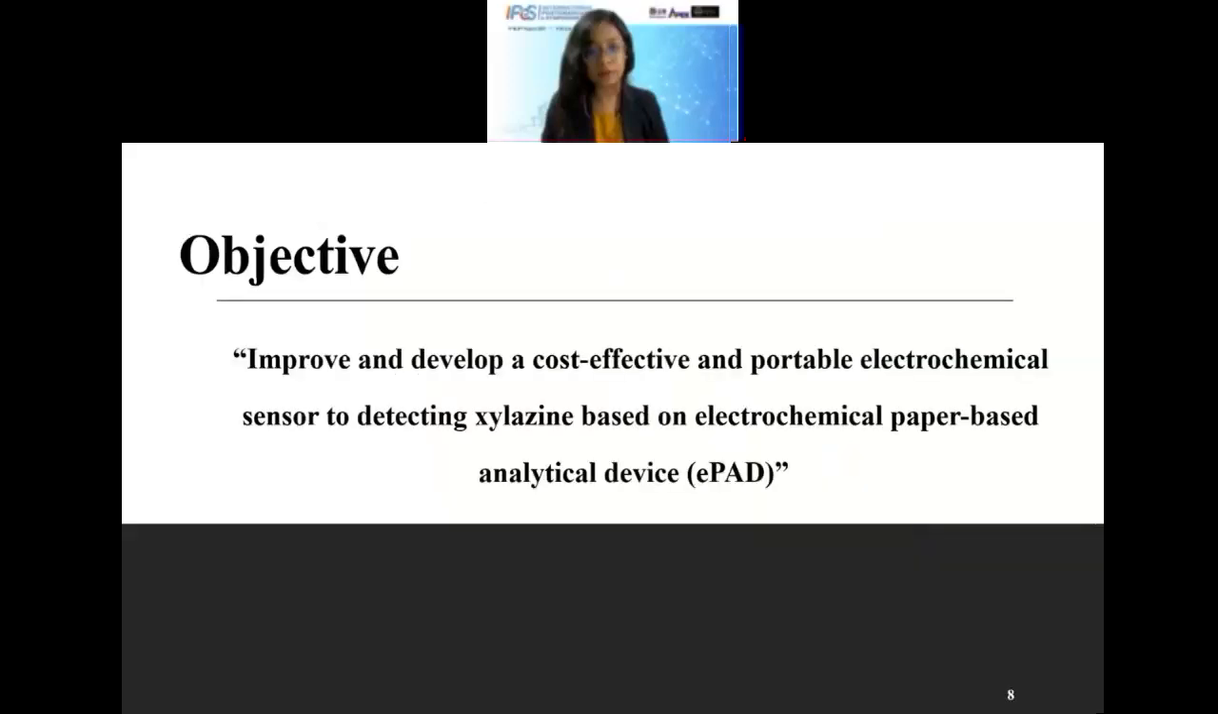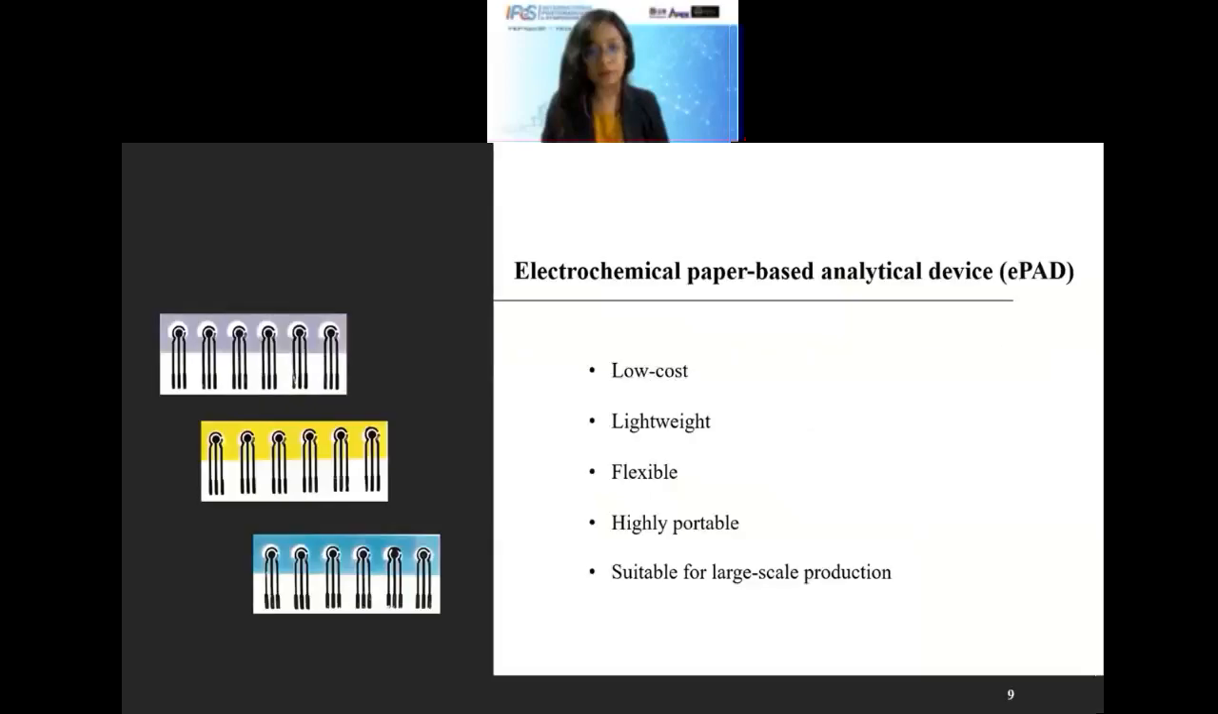The objective of this work is to develop a cost-effective and portable electrochemical sensor for detecting xylazine based on an electrochemical paper-based analytical device, or EPAD. EPAD carries great potential for on-site analysis and is cost-effective. The device utilizes paper as a substrate for analytical measurement, possessing advantages such as low cost, lightweight, flexibility, high portability, and suitability for large-scale production.